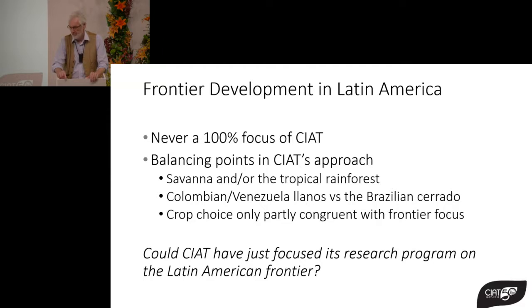One was focus on the savanna, or extension from the savanna into the tropical rainforest margins, and particularly rehabilitation of pastures in those areas. Also, the llanos of Colombia and Venezuela versus what to do in the Brazilian Cerrado. And finally, the difficulty, which I've said before, that the crop choice was only partly congruent with the frontier focus. That was obviously primarily forages, but upland rice also came into that at a later stage, particularly the role of upland rice as a crop introduction in order to then lead to the sowing of improved pastures.